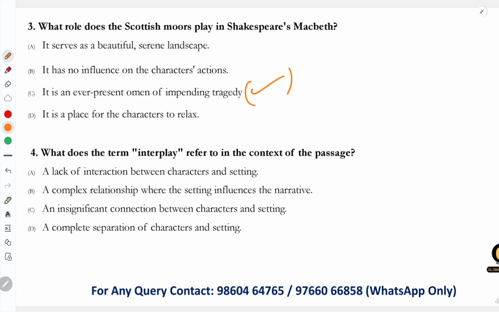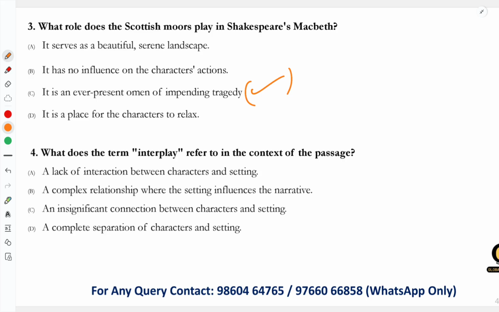Why? Because the Scottish moor is connected with dark, eerie, and foreboding words and tragedy approaching. So this passage actually calls the moors an ever-present omen of the impending tragedy. Omen means what? Something usually bad is supposed to be an omen. And impending means about to happen. Something bad is about to happen is what this particular statement is talking about.